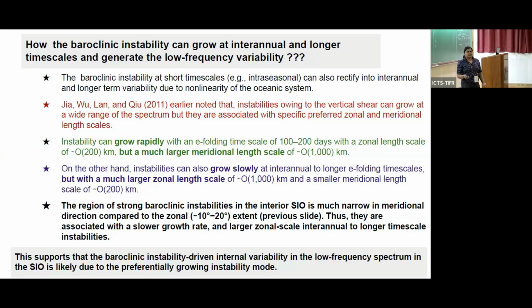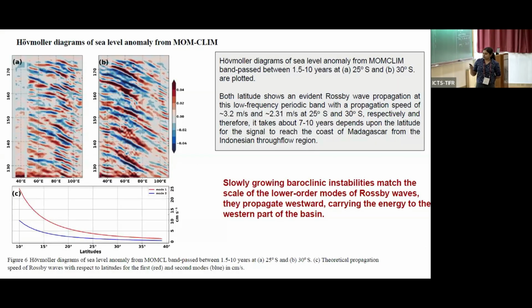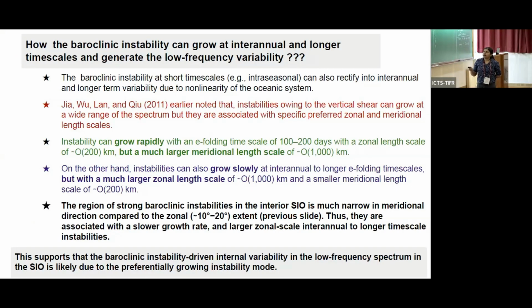The answer is yes. Actually, Jia et al. in 2011 already stated that the instability owing to the vertical shear can grow over a wide range of the spectrum, but they are associated with a preferred zonal and meridional length scale. They showed that the instability can grow rapidly with a smaller zonal length scale and a larger meridional length scale. On the other hand, the instability can also grow slowly at an interannual to longer time scale with a much larger zonal length scale and a smaller meridional length scale.